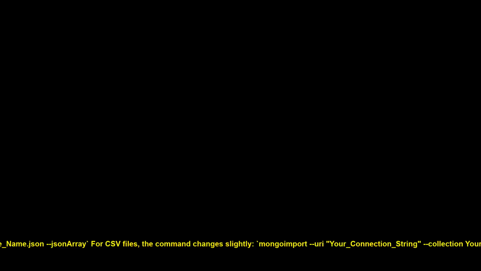For JSON files, use the following command to import your data: mongoimport, with your_connection_string, collection your_collection_name. Ensure your collection name matches your intended target in the database. Replace your_file_name.json or your_file_name.csv with the actual file names. Hit Enter to execute the command.